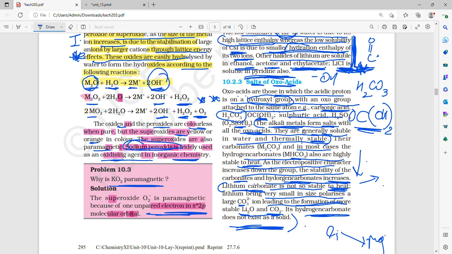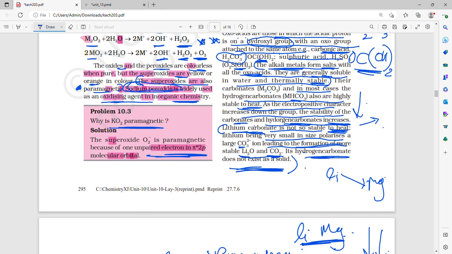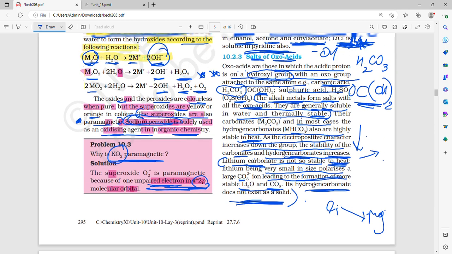Sodium peroxide is widely used as an oxidizing agent in inorganic chemistry. The superoxides are also paramagnetic. Why is KO2 paramagnetic? This is because it has an unpaired electron in the pi star 2p molecular orbital.